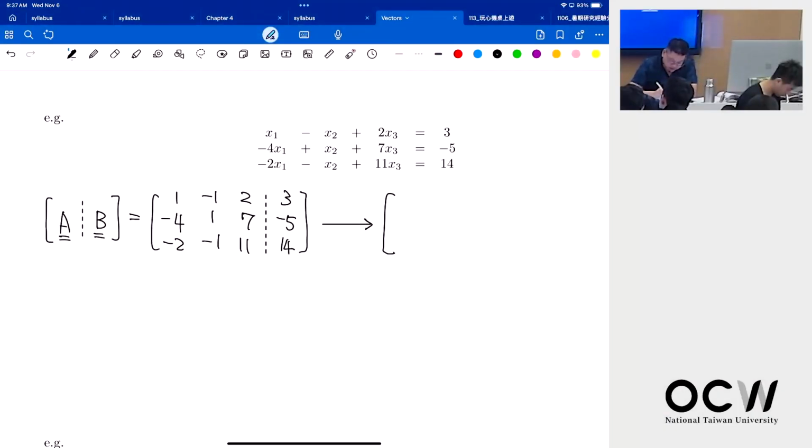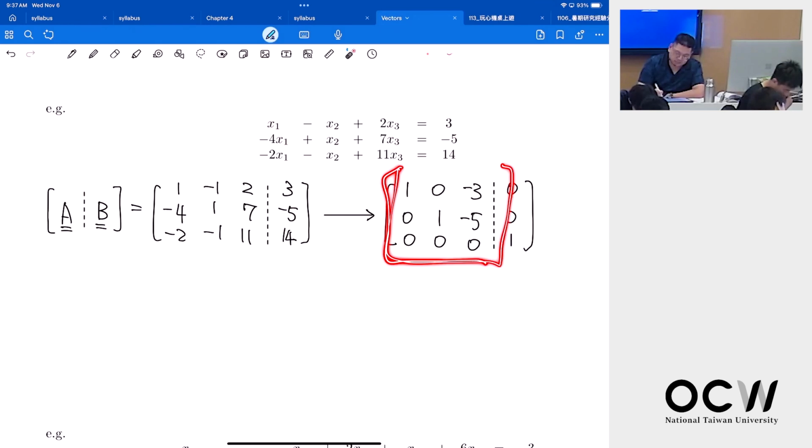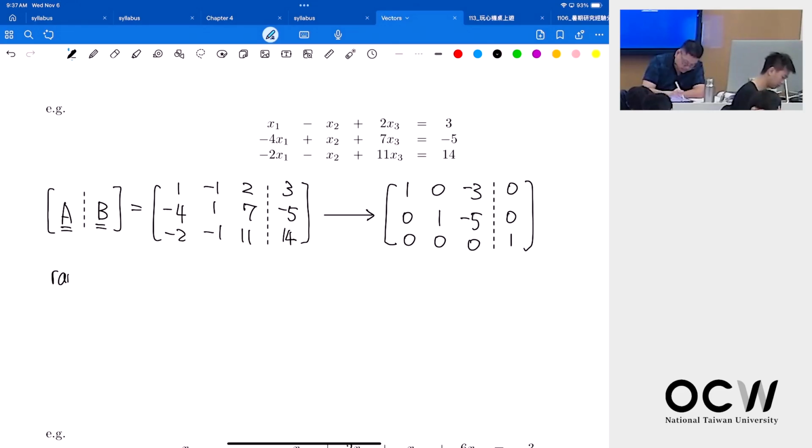So it should be 1, 0, 0, 0, 1, 0, minus 3, minus 5, 0. And the B here is 0, 0, 1. What is the rank for A? The rank is the maximum number of linearly independent row vectors. The rank of A is 2.